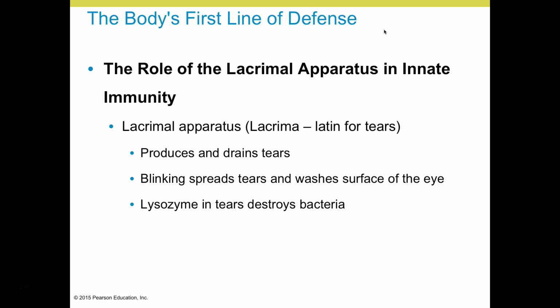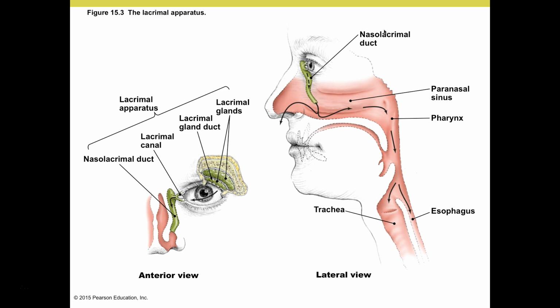What is the lacrimal apparatus? Lacrimal comes from the Latin lacrima, which means tears. It also contains very important lysozymes, which help us destroy the bacteria that invade. And your lacrimal glands are, as you can see, right above the eye surface.